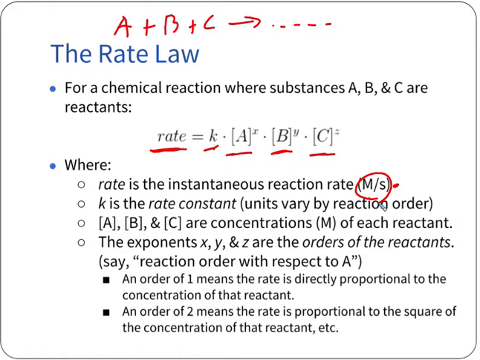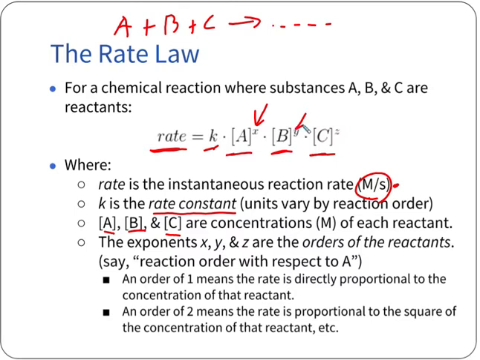k is what we're going to call the rate constant, and the units of the rate constant vary based on the reaction order, which we'll talk about later. Concentration of A, concentration of B, and concentration of C are the concentrations of each reactant specifically at the beginning of the reaction, whenever the reaction starts. And the exponents x, y, and z are what we call the orders of the reactants. So normally, if we were trying to say what is x, we would say x is the reaction order with respect to A, and y is the reaction order with respect to B.